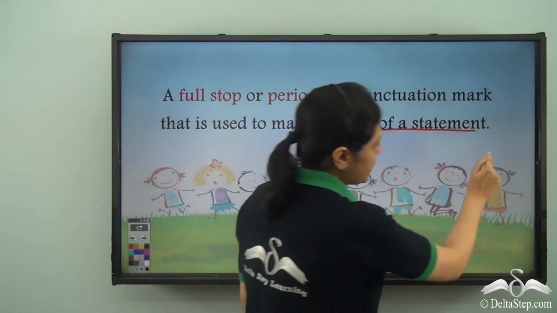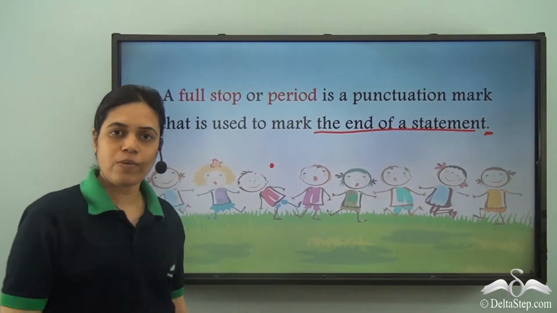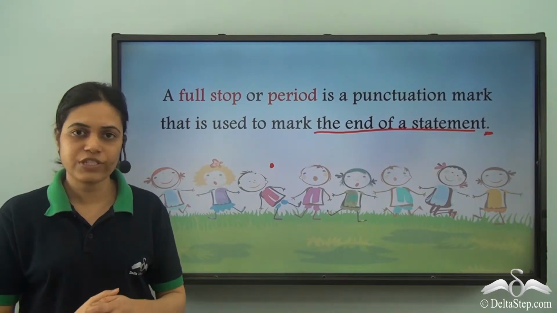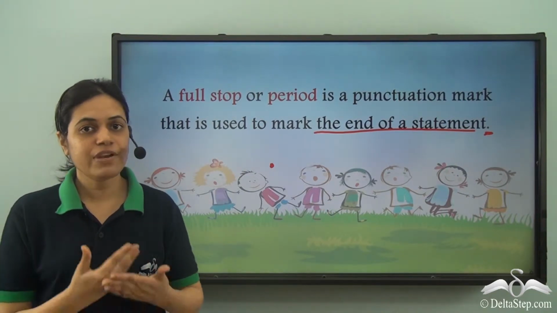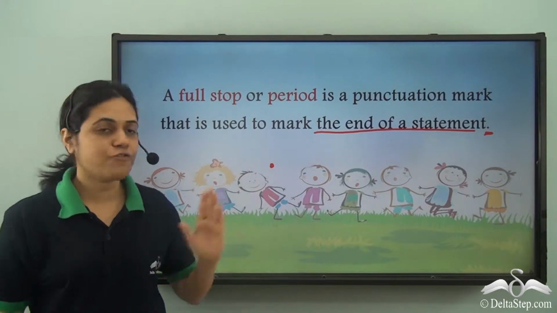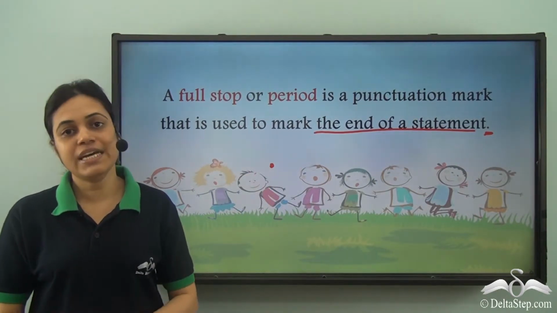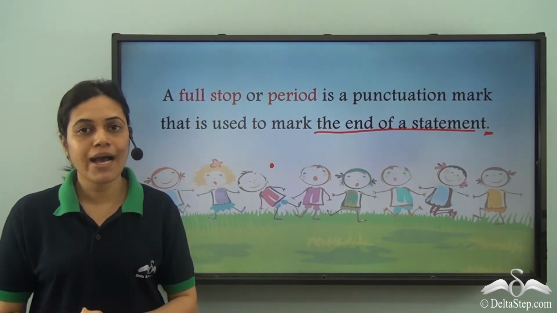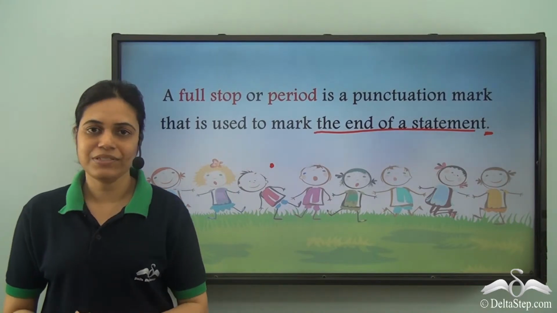So, as you can see, we have used a full stop or a period at the end of this statement. So, whenever we are stating something, we use a full stop, which indicates a long pause to mark the end of that statement.